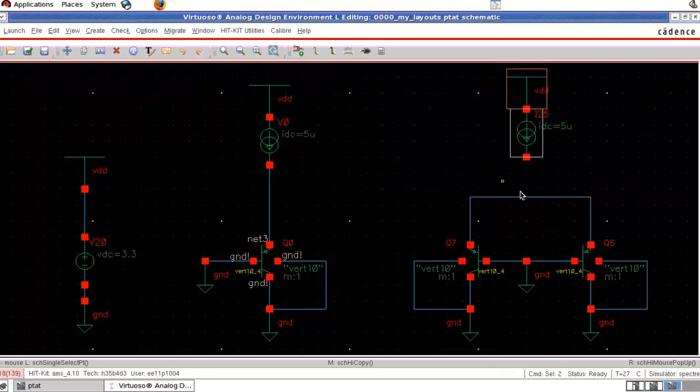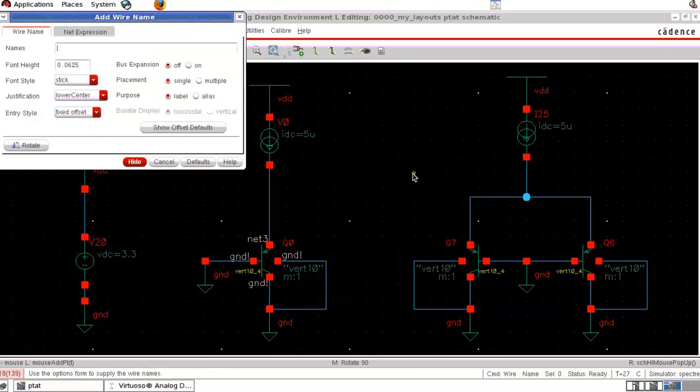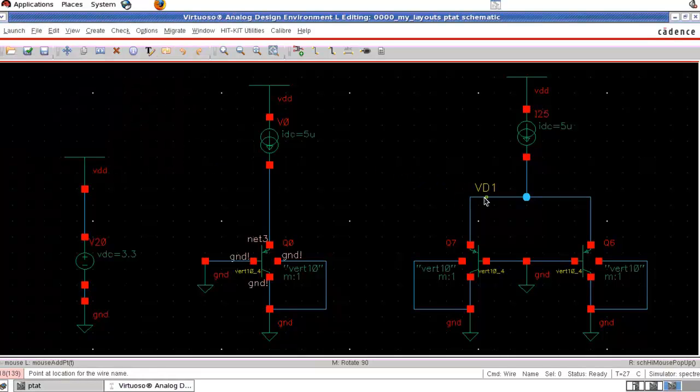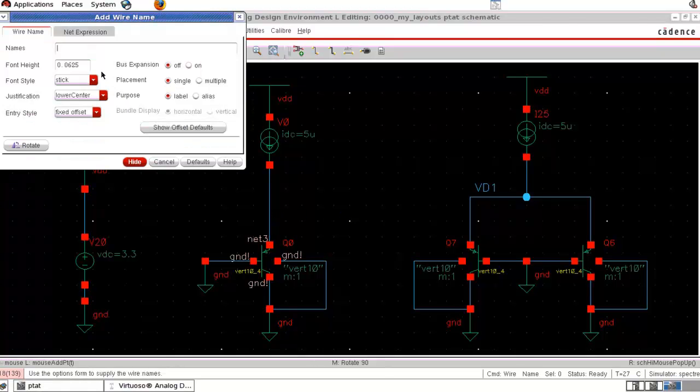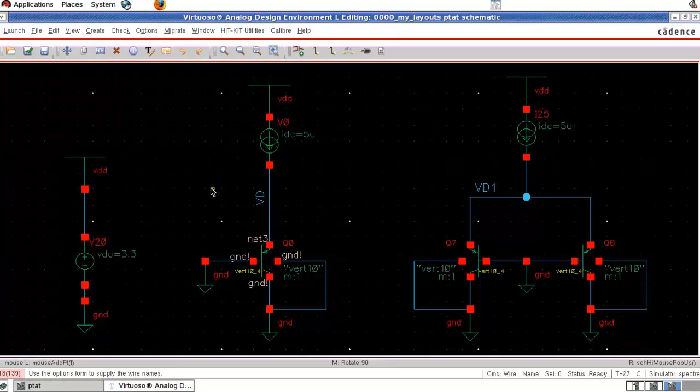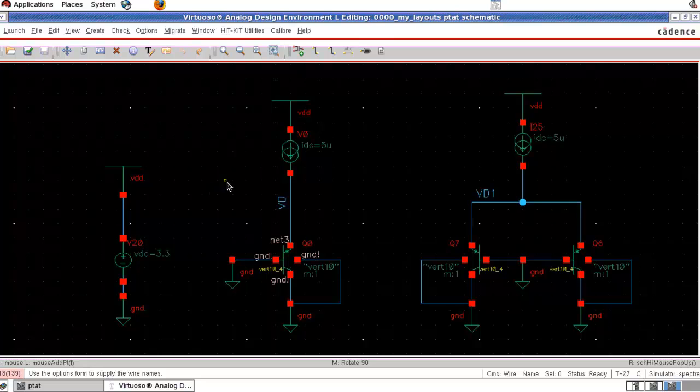We are passing through the diode, and we named this node as VD1. So here also I am using the same name, VD1, and for a single diode we named it as VD. So VD and VD1 are CTAT in nature. That VD we already simulated, and let us simulate that VD and VD1 will be CTAT in nature.